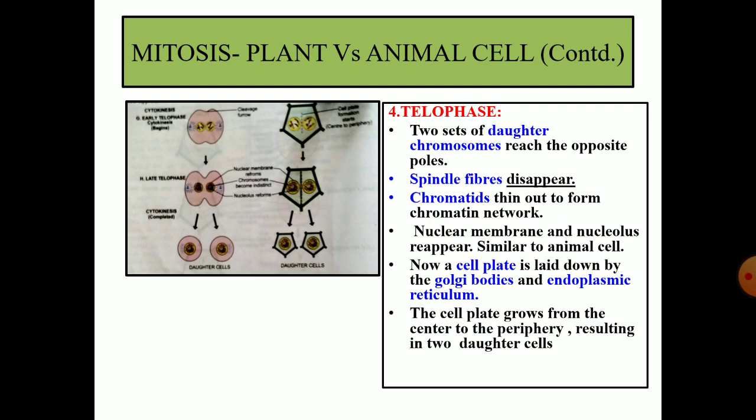Now, instead, in the plant cell, you can see that there is a cell wall present. So, obviously, invagination of the membrane or the wall cannot take place. Hence, in the plant cell, a plate is formed. We call it the cell plate. It is laid down by the Golgi bodies and the endoplasmic reticulum. The cell plate is formed at the center and then it moves towards the periphery, resulting in formation of two daughter cells, just like in the animal cell.